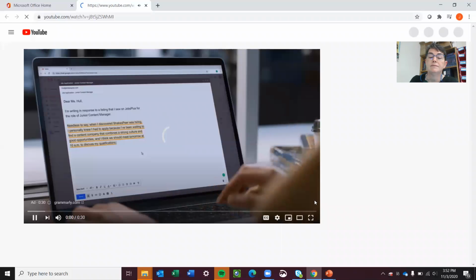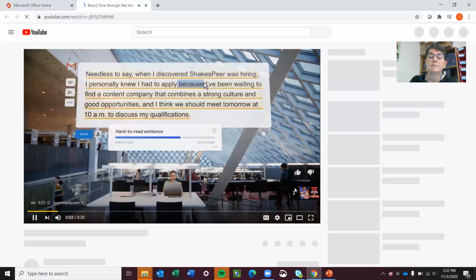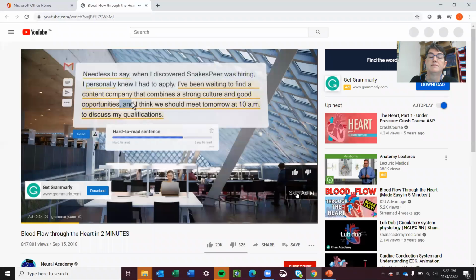There it comes. Writing's not that easy, but Grammarly can help. This sentence is grammatically correct.